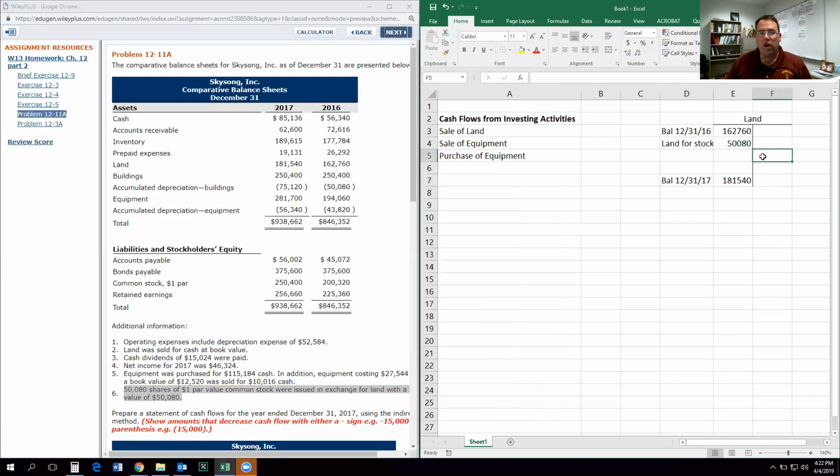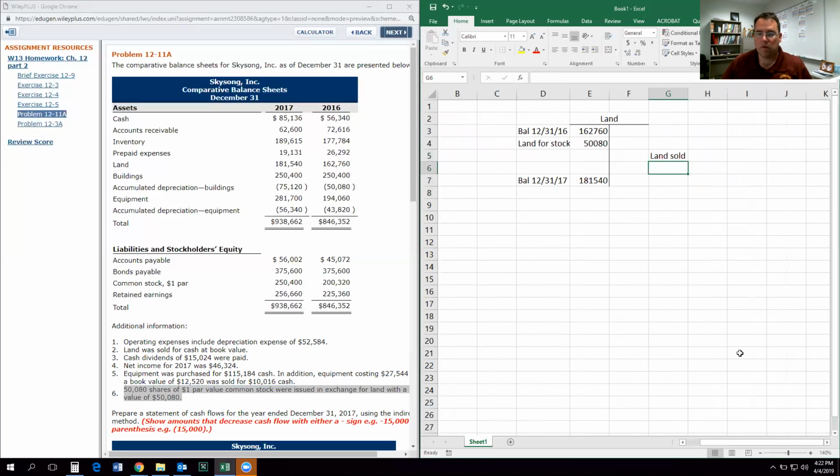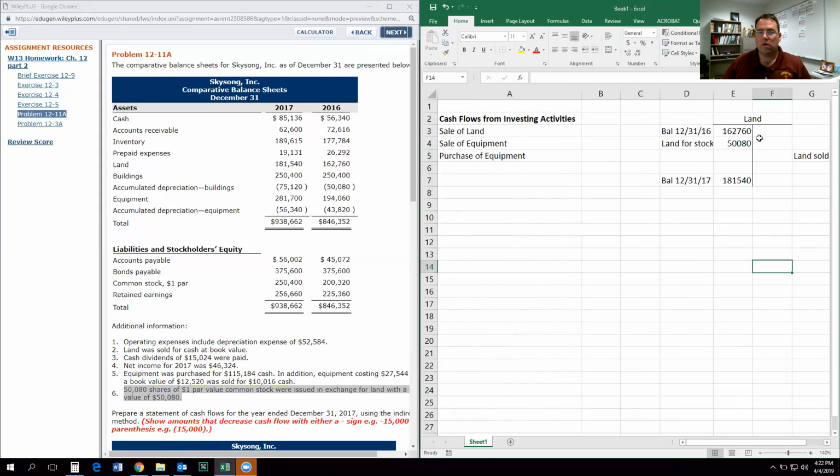The problem with this is these two add up to $212,840, and that only adds up to $181,540. So somewhere along the way, we must have also sold some land, and that's the tricky part for us to figure out here. So the amount of land we sold is going to be our balance on 12/31 plus the land we purchased minus the land sold will give us this balance of $181,540. Or if we're solving for the land sold, we're going to say the balance plus the land for stock exchange land minus the balance at the end, and that should tell us the amount we sold.